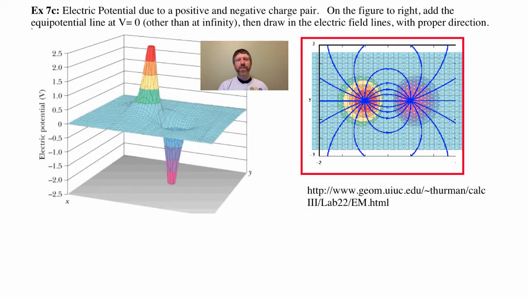Let's now take a look at the electric potential due to a positive and negative charge pair, i.e. a dipole. So what we have here on the left is our three-dimensional graph of the potential. So what we have is a positive charge right here in the xy plane, and we have a negative charge right here in the xy plane. And the potentials caused by them, you can see this causes a positive potential. In other words, it basically creates a hill around it.